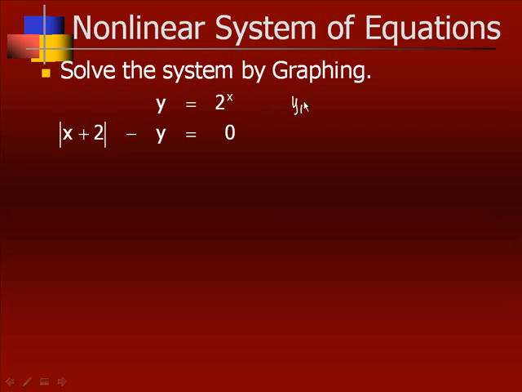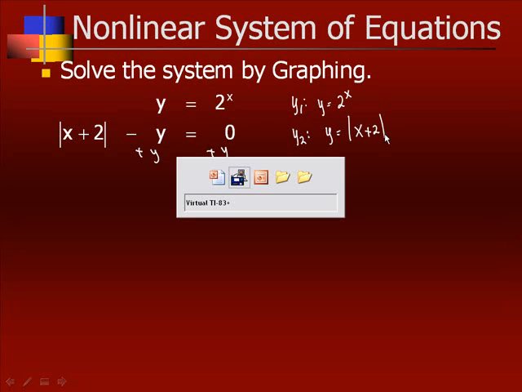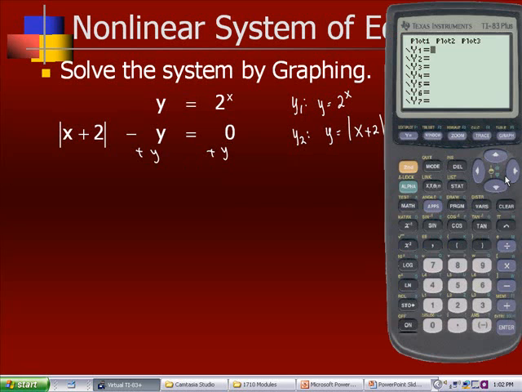The first equation is good, so y1 is going to be y equals 2 to the x. For the second equation, I'm just going to add y to both sides. So our second equation would be y equals the absolute value of x plus 2. If we're doing this on our calculator, y1 is 2 to the power of x. y2 is the absolute value. Remember, that is math, slide to number.